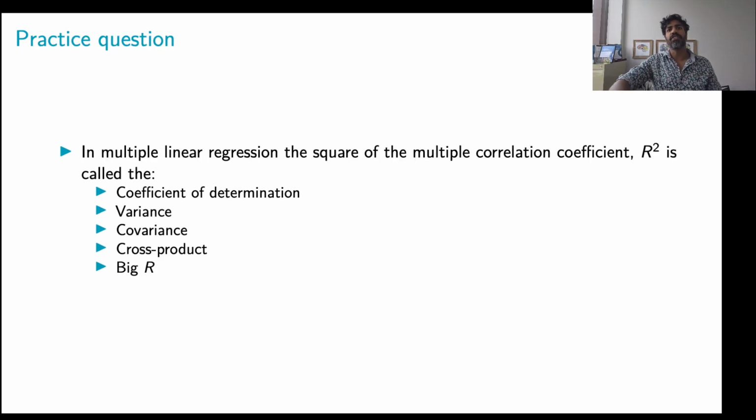In multiple linear regression, the square of the multiple correlation coefficient, R squared, is called the coefficient of determination. Yeah, so I couldn't stop myself, sorry. So hopefully you got that one in before me. So it's the coefficient of determination, although big R sounds cooler, but it's coefficient of determination for R squared.